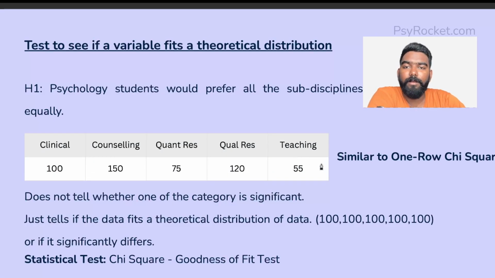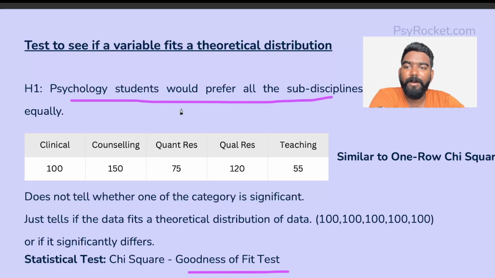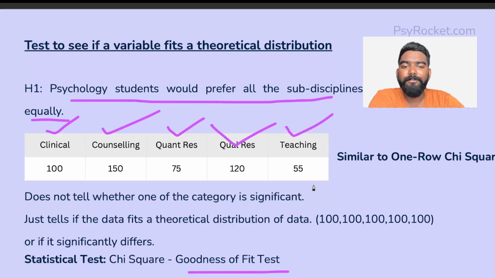Now there is a small variation of chi-square, which is the goodness of fit test. This has only one variable. Let us say this is your hypothesis: psychology students would prefer all the subdisciplines equally. There are a number of subdisciplines: clinical psychology, counseling psychology, quantitative research, qualitative research, and teaching. You asked 500 psychology students which they would prefer. 100 people preferred clinical, 150 counseling, 75, 120, and 55. This is the data you got.